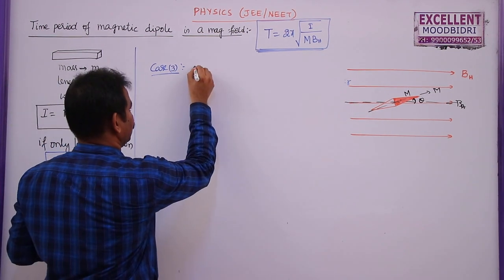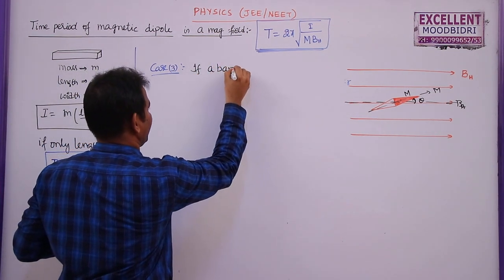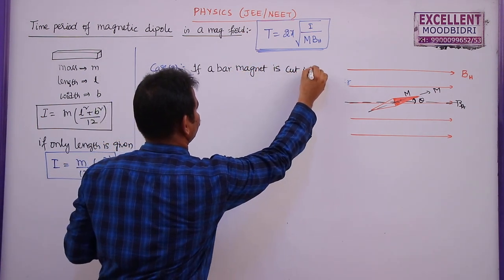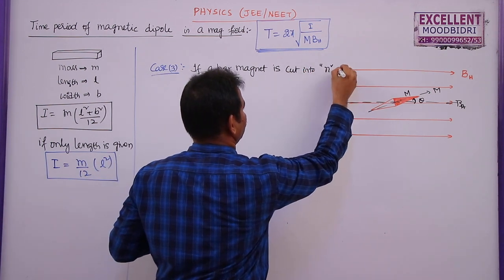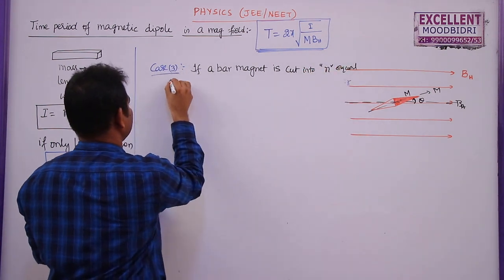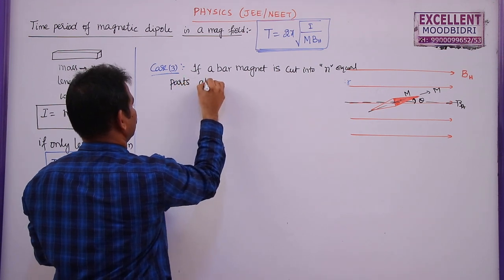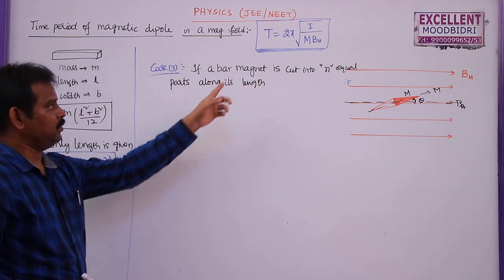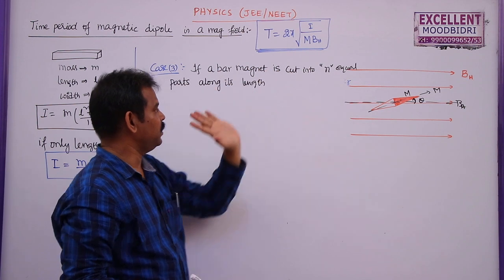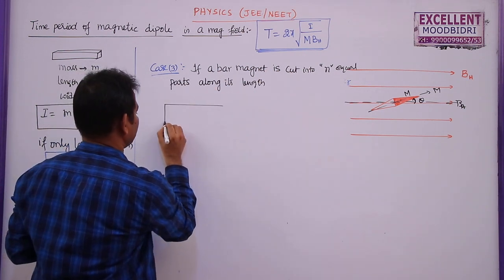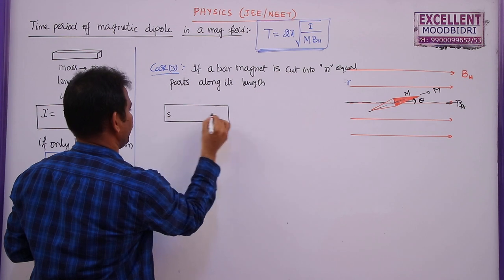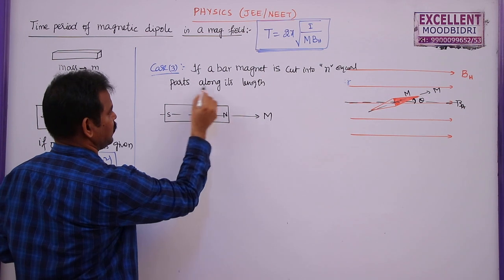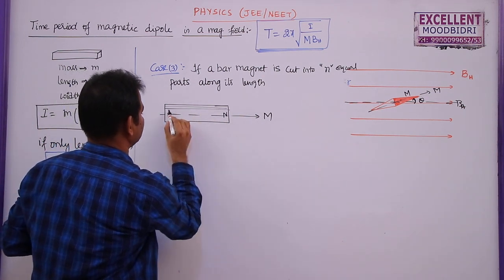Case 3. If a bar magnet is cut into n equal parts along its length. So time period for a single bar magnet is 2 pi root I by mbh. Now I am taking a bar magnet of magnetic moment m, and this is cut along its length into small n equal parts.